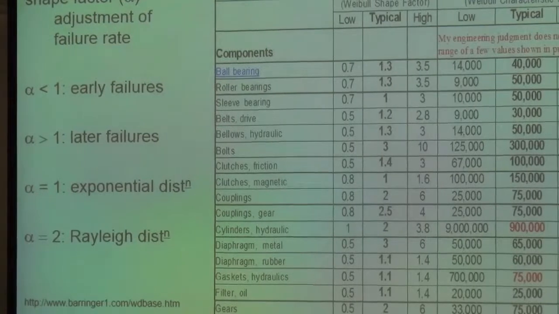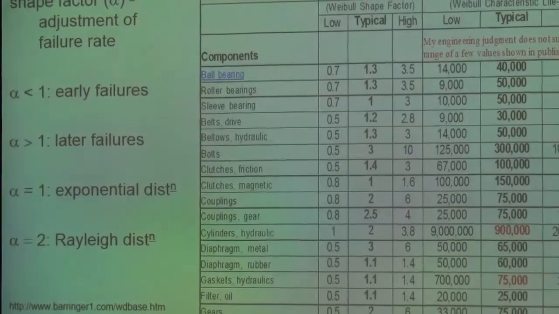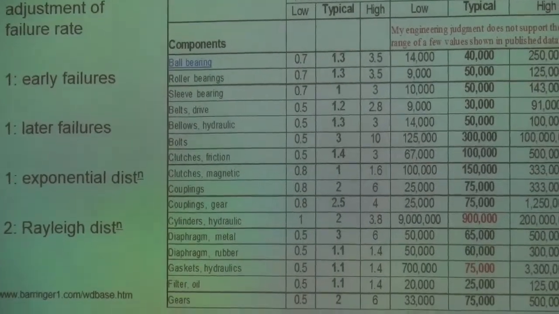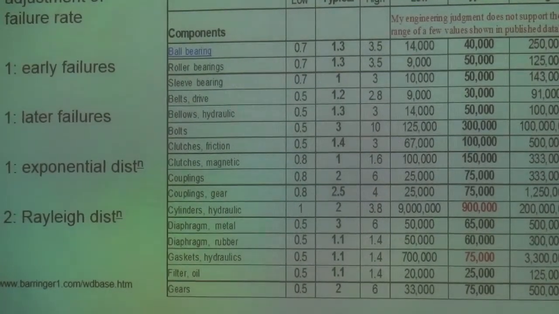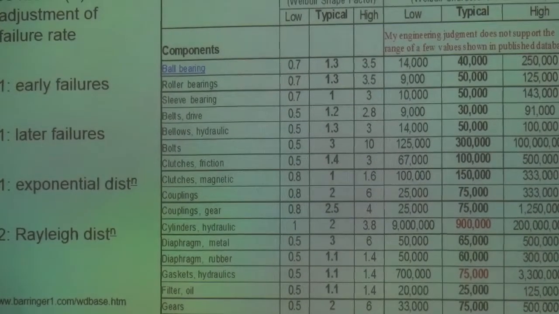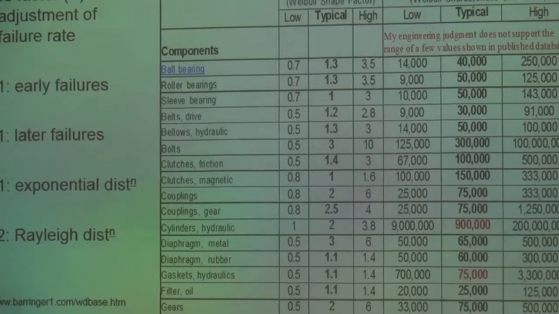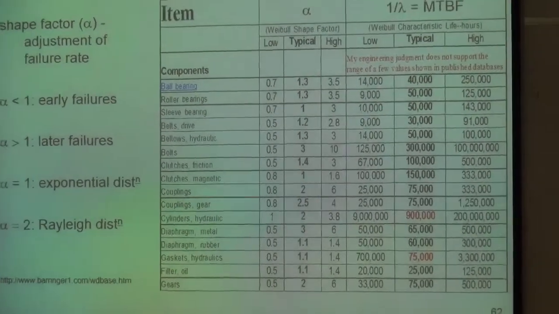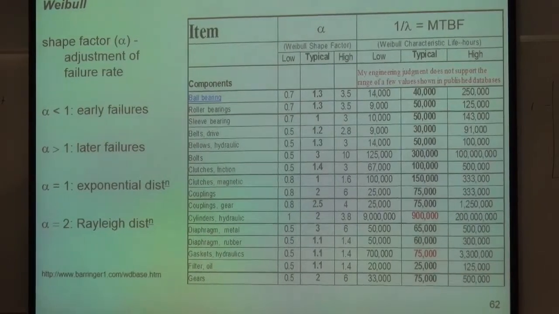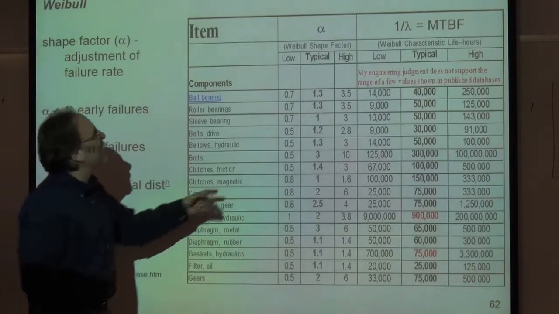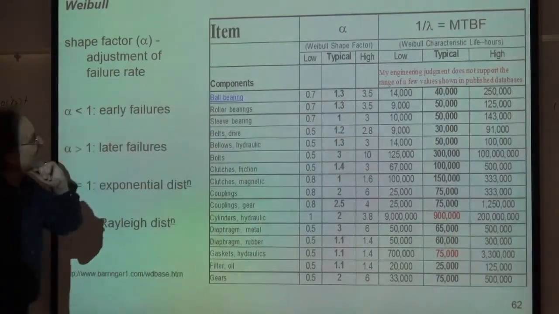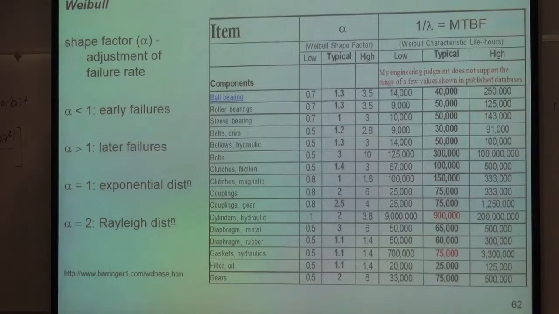I took this off of a website called Behringer. I don't even know what Behringer does, I just ran across it. But it lists the component, the alpha and the MTBF, or beta, whatever lambda, values for different components. And they have what I suspect is the 5th and 95th percentile for low and high, and this is the mean.